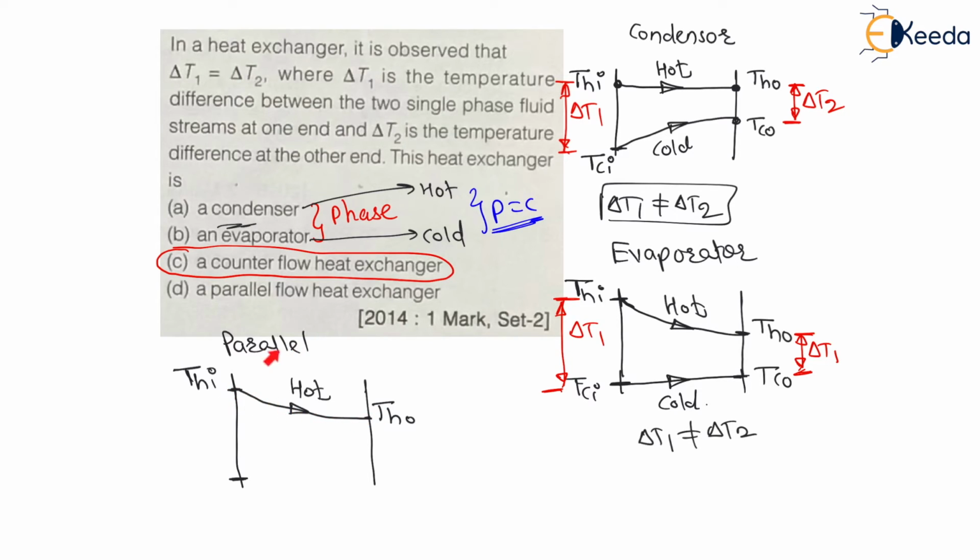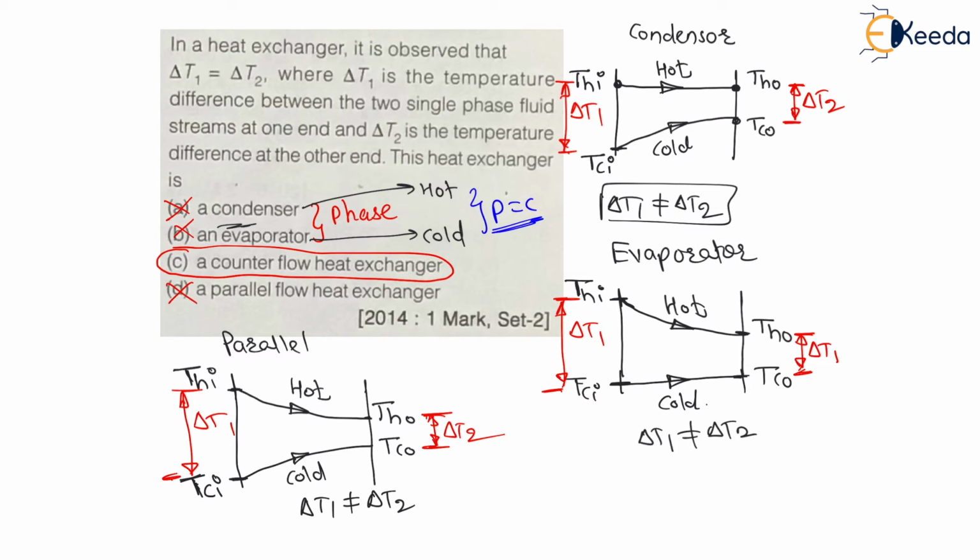During the flow, the temperature of hot fluid will decrease, and the hot fluid flows from left side to right side. In case of parallel flow, the direction of flow for cold as well as hot will remain the same. Therefore, the cold fluid direction will be from left to right only. Let us say Tci is the cold fluid inlet temperature, and during the flow, the cold fluid temperature will increase, and Tco will be the exit temperature of cold fluid. Therefore, delta T1 is Thi minus Tci, which is the left side temperature difference, and the right side temperature difference is delta T2. Again, in case of this parallel flow heat exchanger, delta T1 is never equal to delta T2. So we can say here that options A, B, and D are never possible.